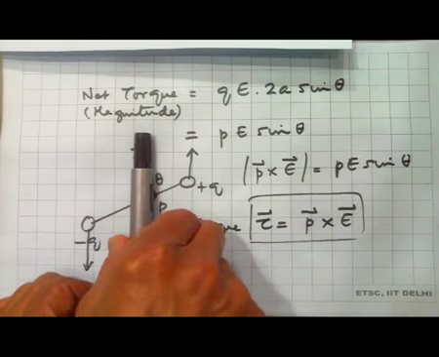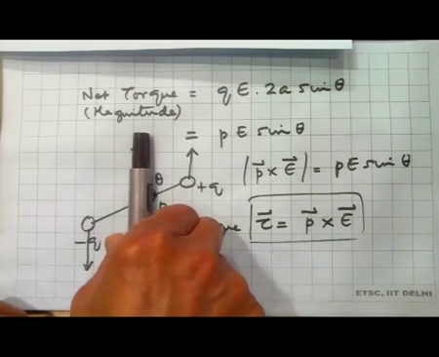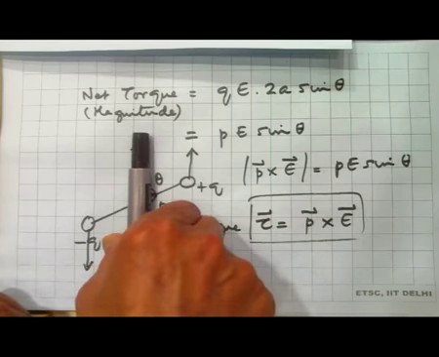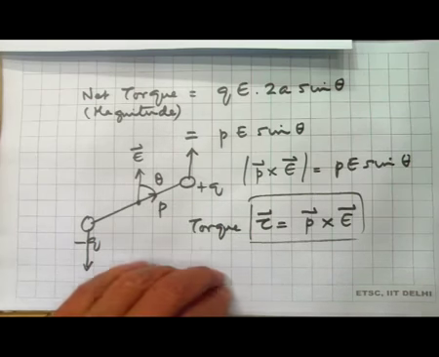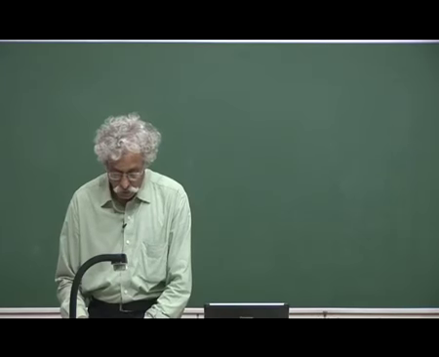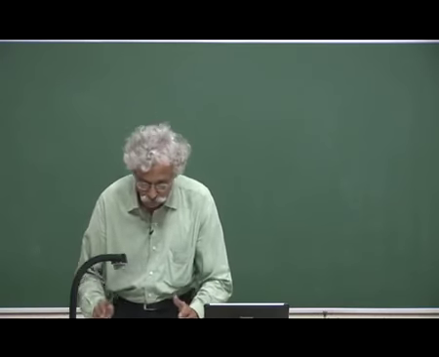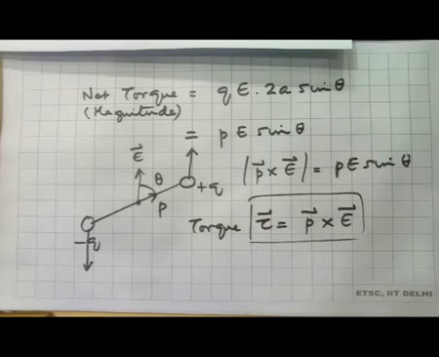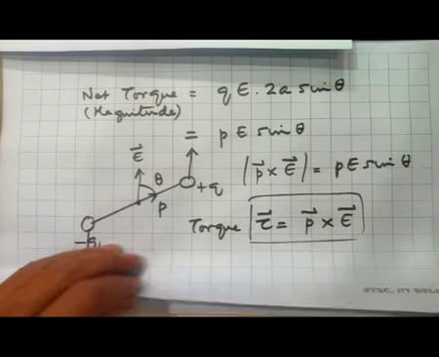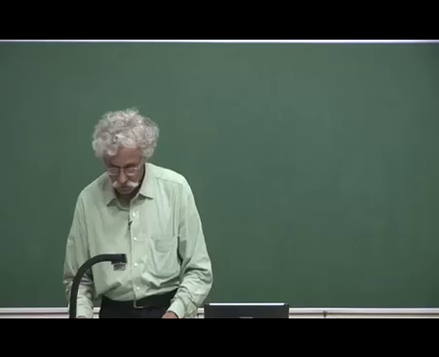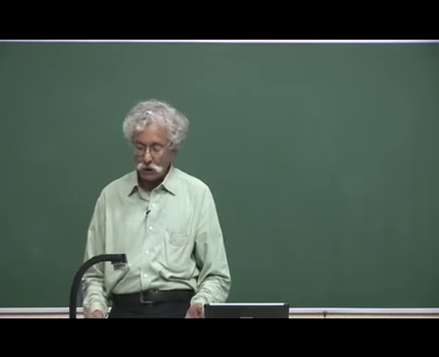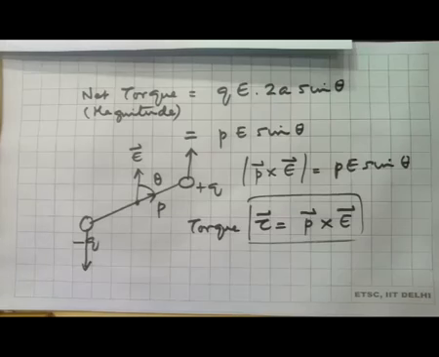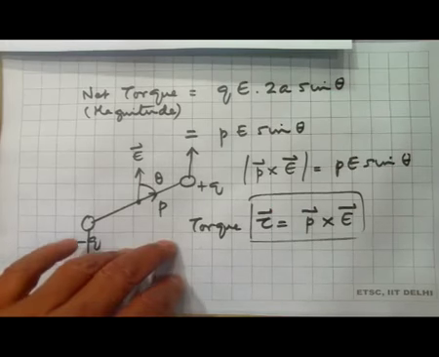Now, I would leave a problem to you. Please think of any other situation, any other position when the torque can be 0 again on the dipole. Please try to find out if there is any other position. So, in a uniform electric field, there is no net force on the dipole, but there is a net torque on the dipole. If you put a dipole inside a uniform electric field, the electric field will tend to align the dipole such that p and E become parallel to each other.